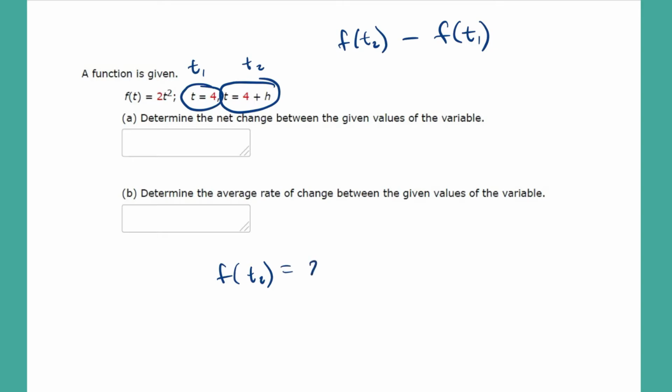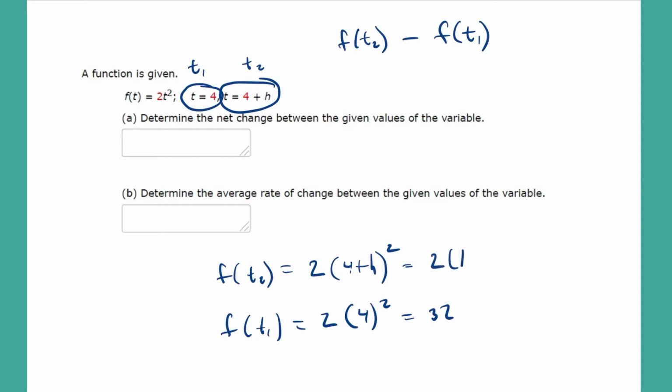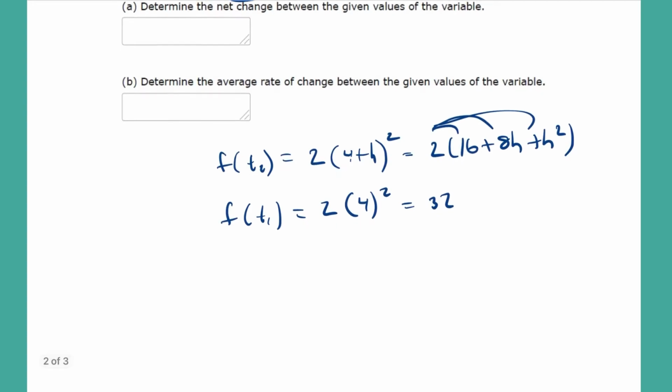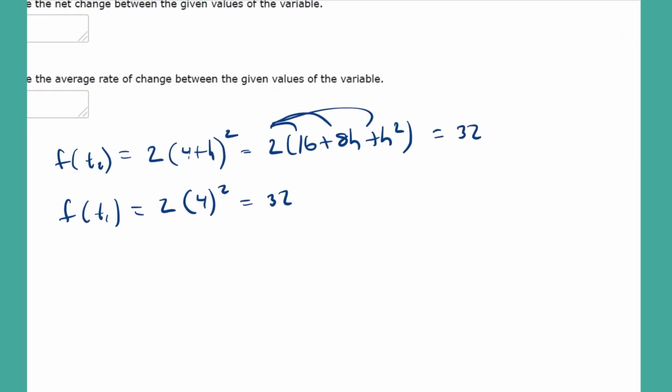So f of t2 is 2 times 4 plus h to the second power minus, well, then we'll do that one below here. f of t1 is 2 times 4 to the second power, which is 32. So this one we have to expand out. If you expand that binomial out, you're going to get 16 plus 8h plus h squared. Then you need to distribute, and that'll be 32 plus 16h plus 2h squared.